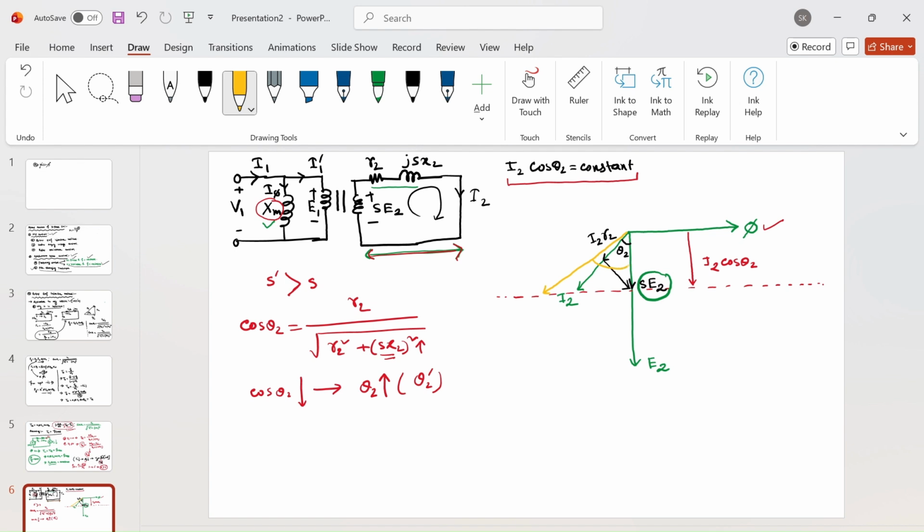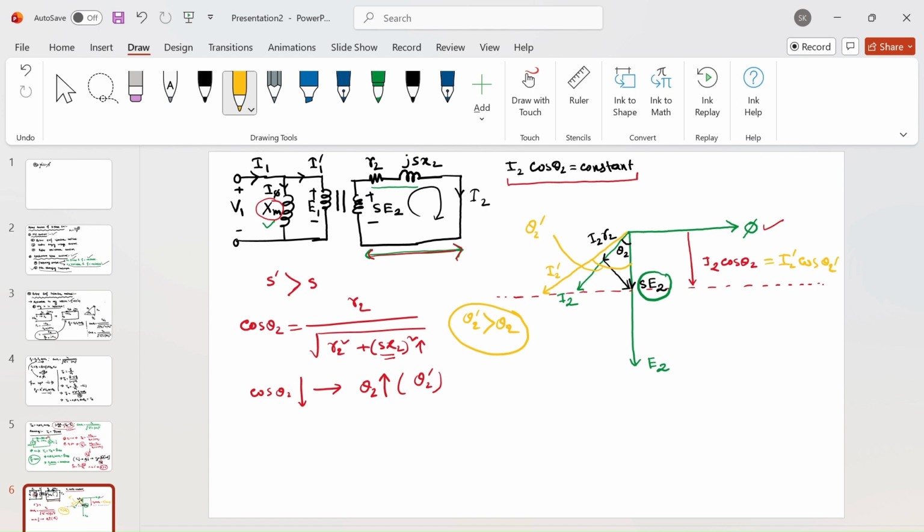And this is your angle, and this angle is nothing but theta 2 prime. Here theta 2 prime is more than theta 2. Okay, and you can see this is your I2 prime, and the cosine component of I2 is exactly now the same. It is in the same parallel line, so it will be I2 prime cos theta 2 prime.